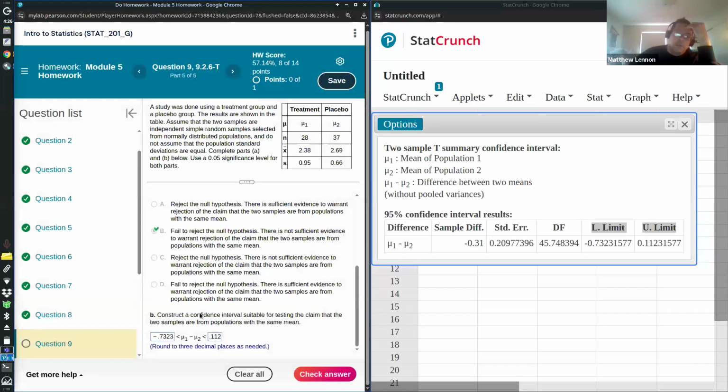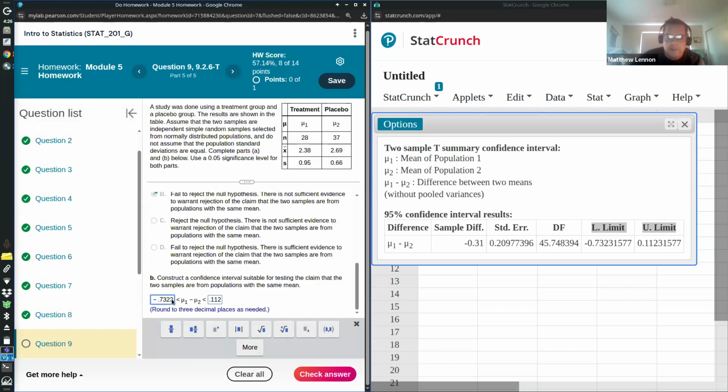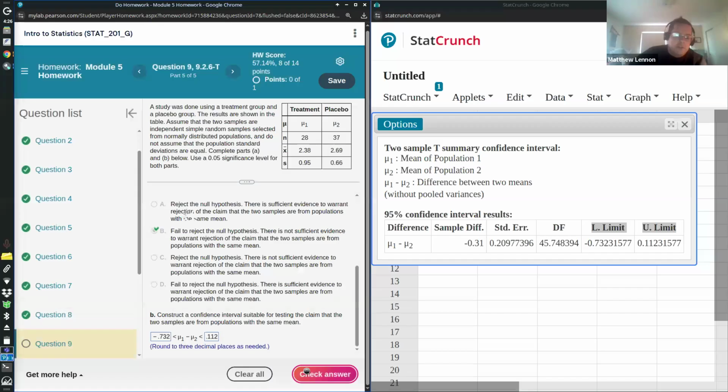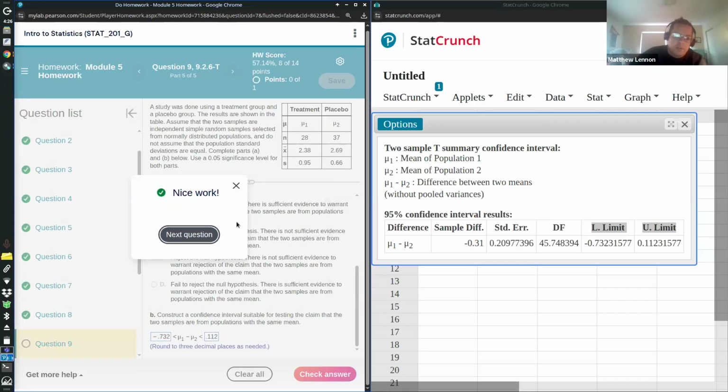Did I round wrong? What happened? Oh, I did 4 decimal places. I typed a 4th decimal place on the first one. So it's really picky. So you have to type exactly 3 and round appropriately.